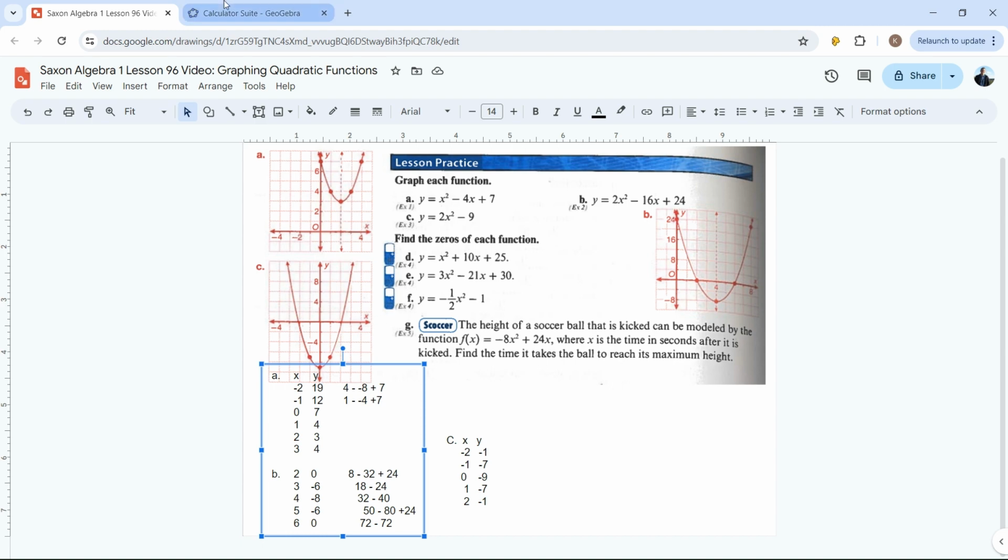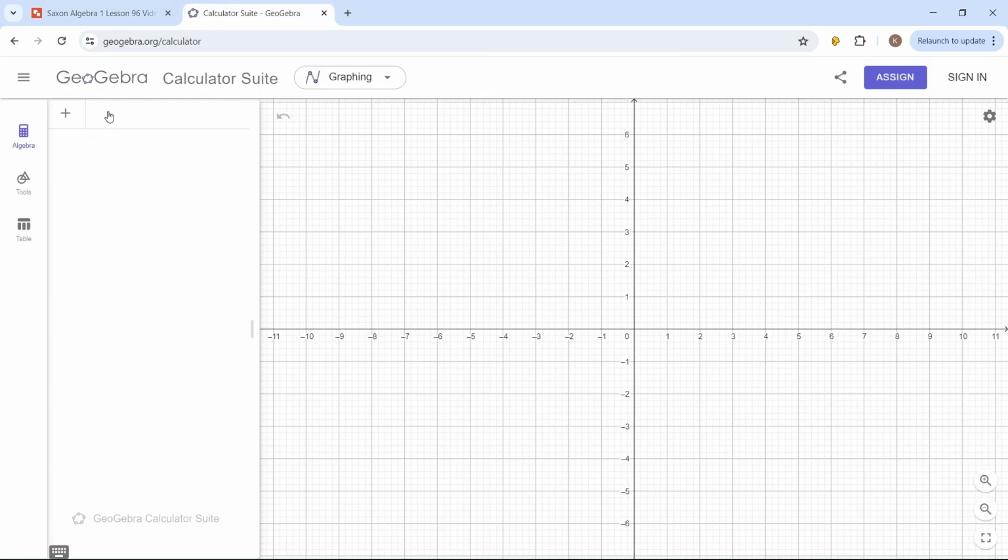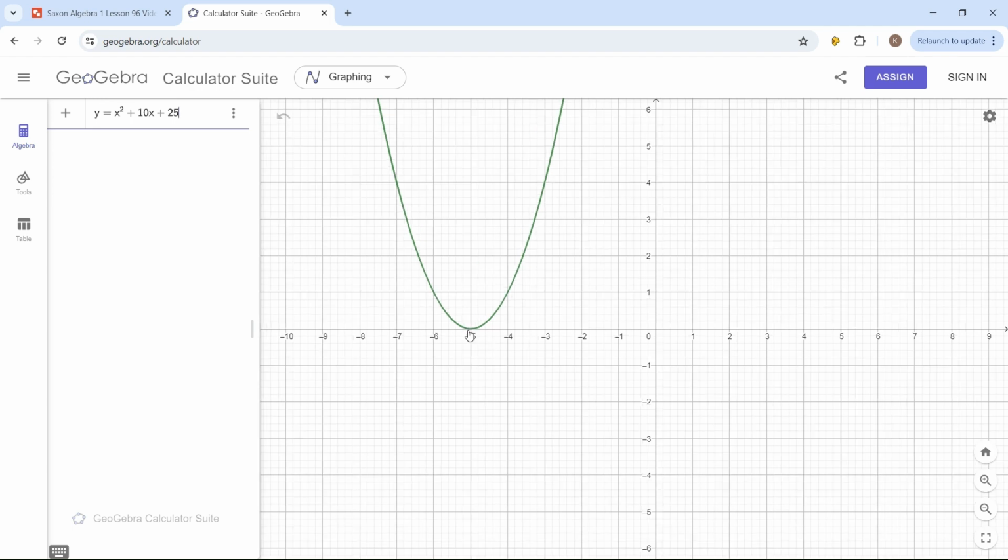First, I'm going to punch in the equation y equals x squared plus 10x plus 25, exactly like that. Now, remember, any graph can have 1, 2, or no zeros. It's going to have just one zero if it just barely kisses the x-axis. It's going to have 2 zeros if it actually crosses the x-axis. And if it never crosses the x-axis, it's not going to have any zeros.